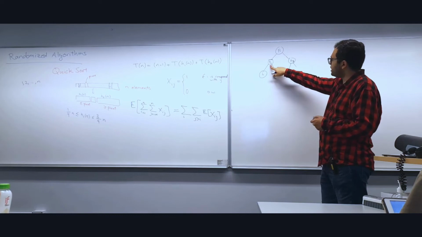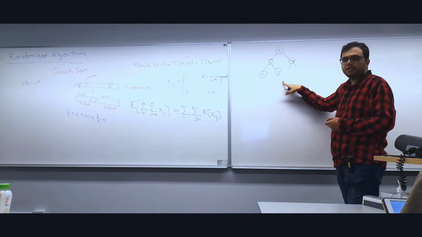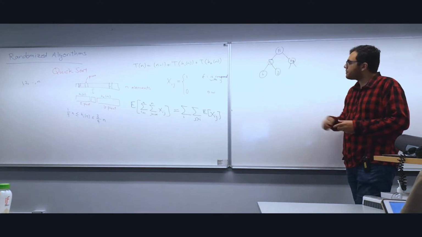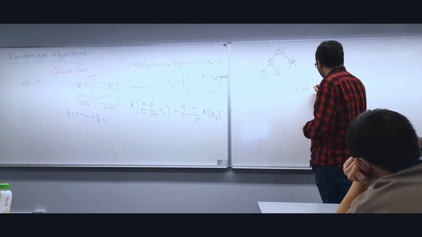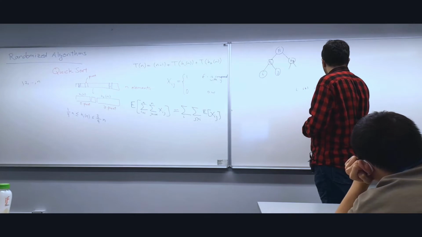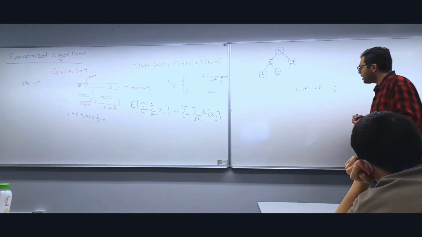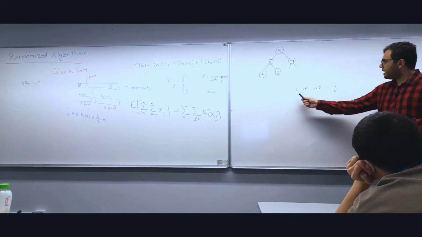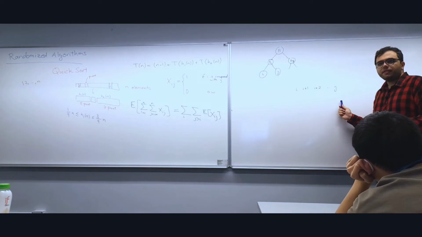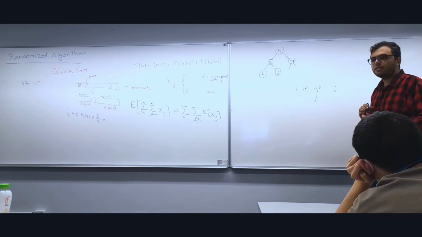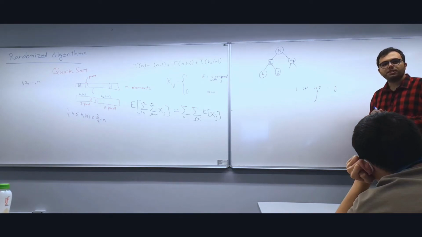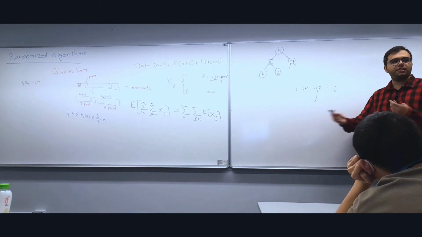Yes, so we know that this pivot is between I and J. If I just look at all the numbers, I plus 1, I plus 2, all the way to J, the time when I and J are separated from each other is the first time that we choose a pivot in between. Because then I is smaller than the pivot and J is larger than the pivot.